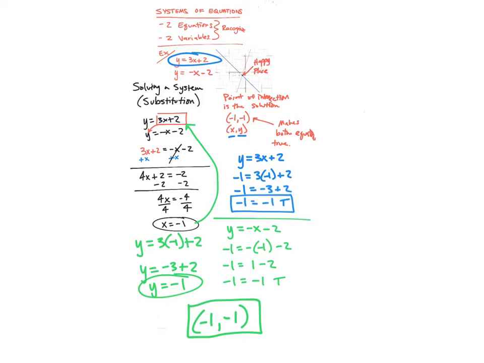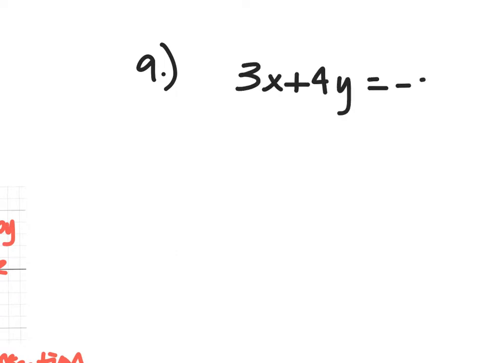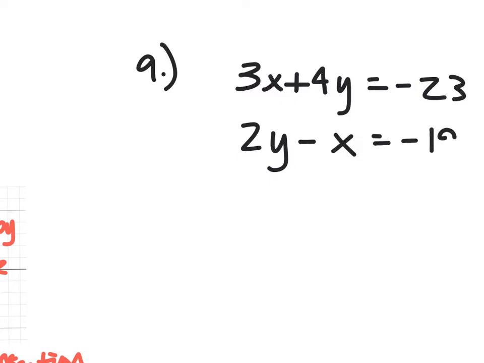Okay. All right. So let's look at problem number 9. I'm just going to write it down here. This is from your practice sheet. And you have that equation, 3x plus 4y equals -23. And then you have 2y minus x equals -19.